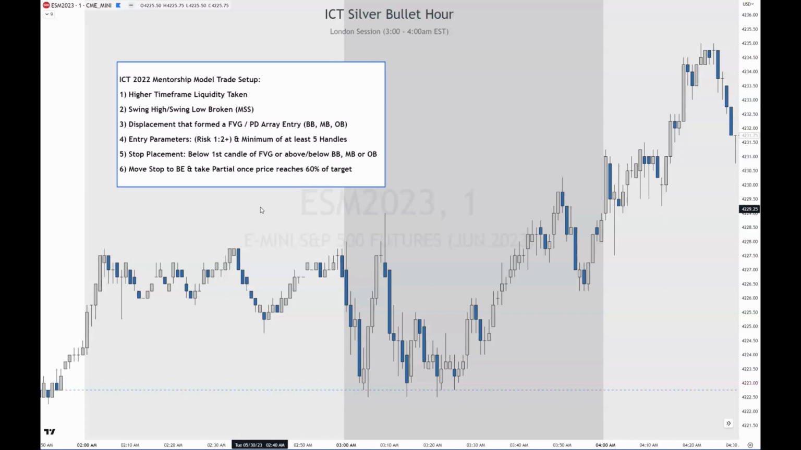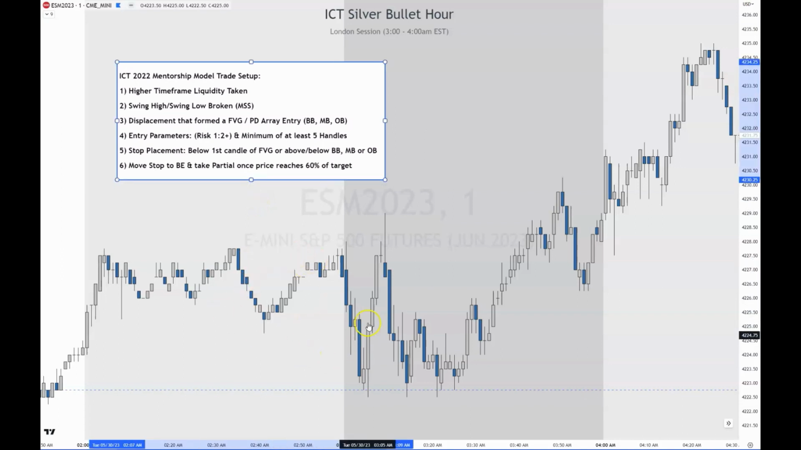Stop placement can go below the first candle of the fair value gap, or above or below the breaker block, mitigation block, or order block. And then I can move the stop to break even and take partials once price reaches 60% of target. That's optional, okay? So what happens here when we come here? This dark gray area is the 3 a.m. to 4 a.m. London session silver bullet hour.